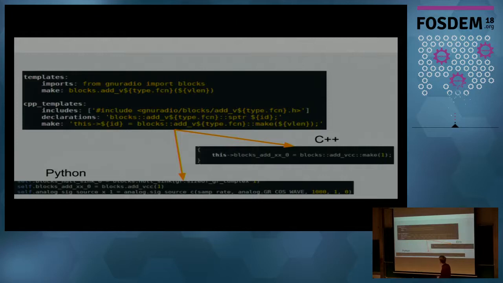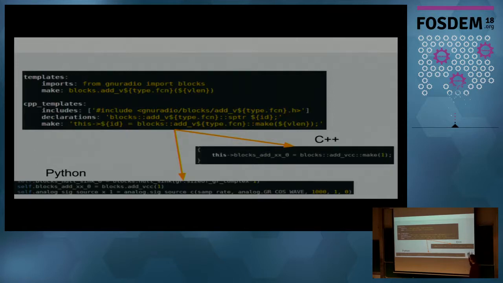So, here's an excerpt from a YAML block. This is from the add block from gr-blocks. It's very simple. So the templates part, that's the Python code. And all the curly brackets with the dollar signs in front, that's where the parameters come in. And all of that becomes this line in the middle here for the Python code.